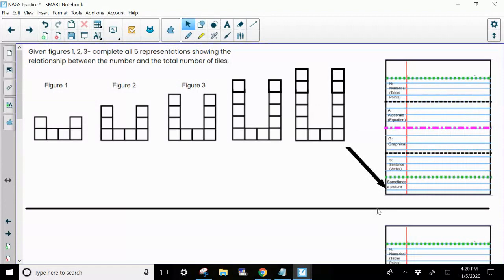And remember, these are going to go down here for sometimes a picture, where you would be able to put all 5 of these drawings.